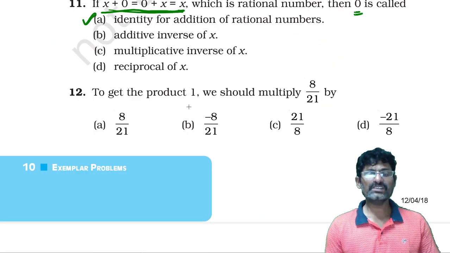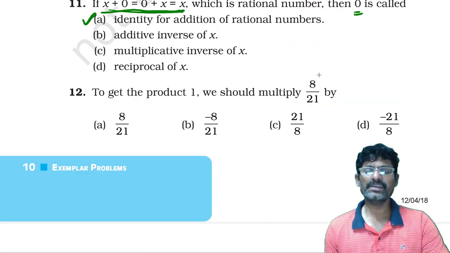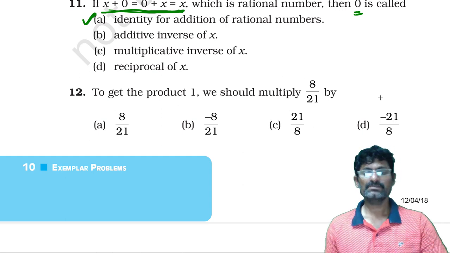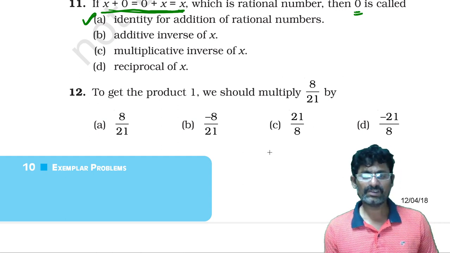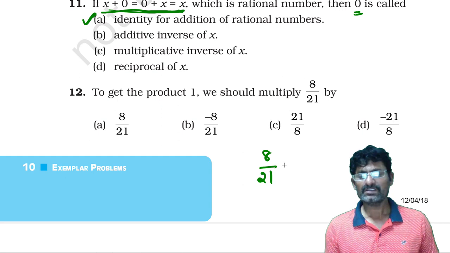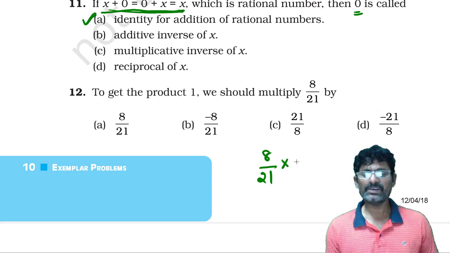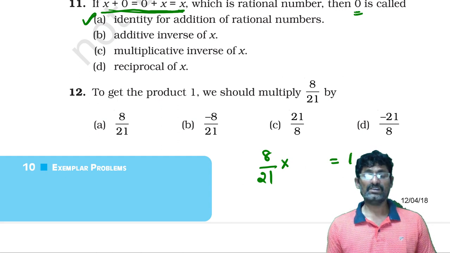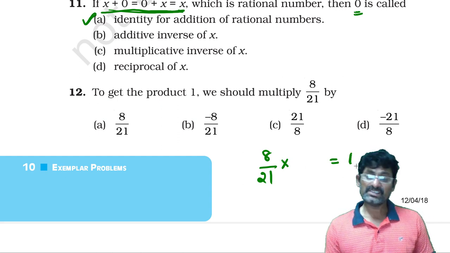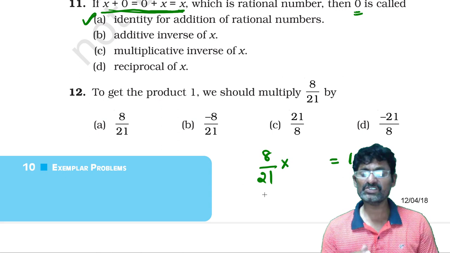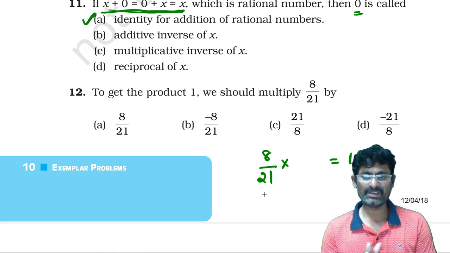To get the product 1, we should multiply 8 by 21 by dash. So we have the given number 8 by 21. It is to be multiplied by some number. The result must be equal to how much? That is equal to 1. To get 1 as the answer, 8 by 21 is to be multiplied by which number?